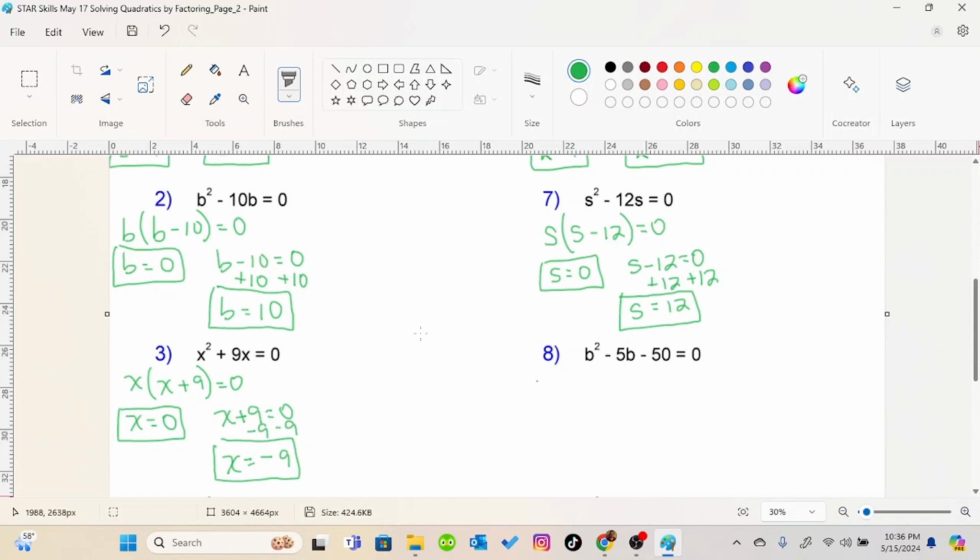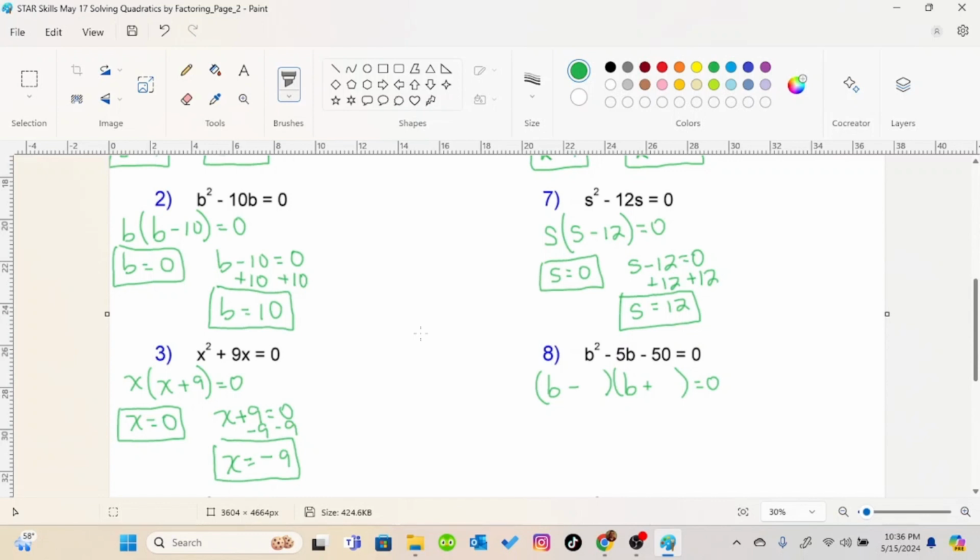Number 8. We know that we're multiplying two things together, and we're getting 0 for an answer. To get b squared, that's b times b. The second sign being minus tells me my signs are opposites, and the first sign being minus tells me my larger factor should be the negative. So now we need factors of negative 50 that add to negative 5.